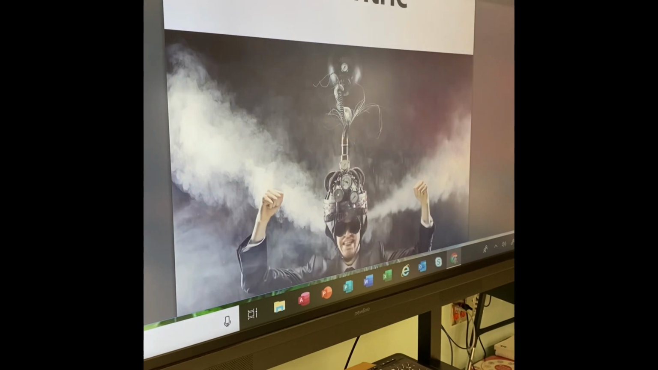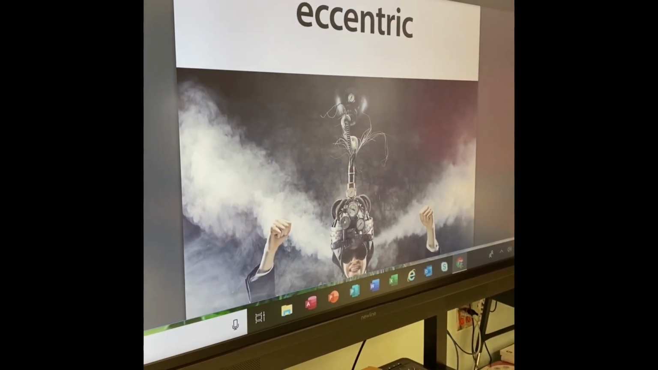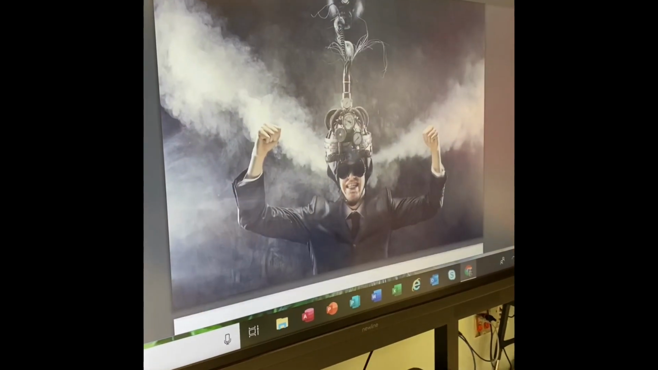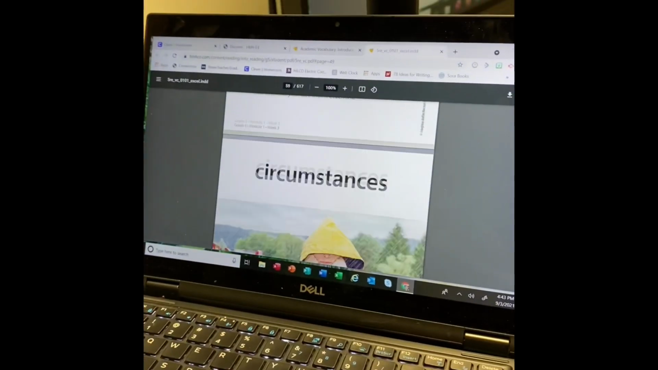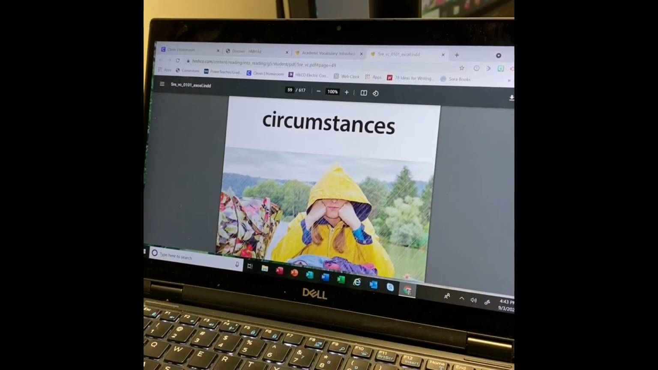I was reading a story called Captain Arsenio. So I will present first the vocabulary word. This vocabulary word I acquired from the website of the textbook. All of them are there online, so I just present it on my big screen.